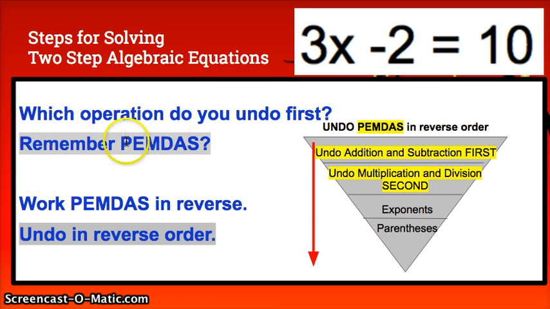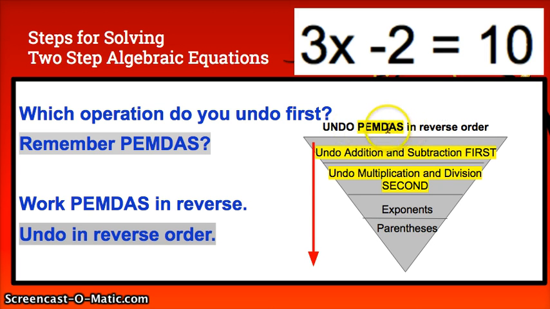If you recall PEMDAS, which is the acronym for remembering the order to simplify expressions in: parentheses, exponents, and then you do multiplication and division from left to right, and then addition and subtraction from left to right. You go in that order. That's to simplify. When you are undoing equations, like here where you're going to do the inverse, you work PEMDAS in the reverse order. So what does that mean? In your fill-ins on your notes, you want to say you undo PEMDAS in the reverse order. That means that what was last, now you undo first.